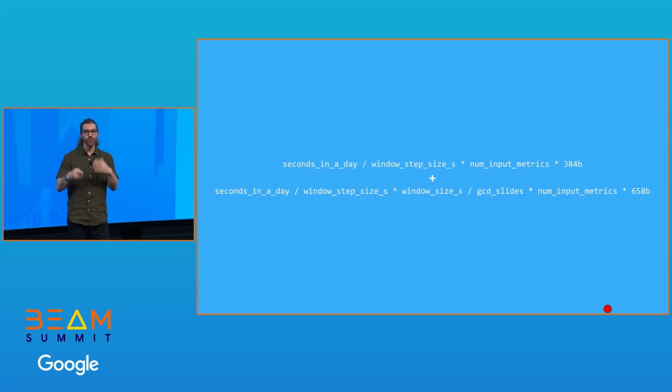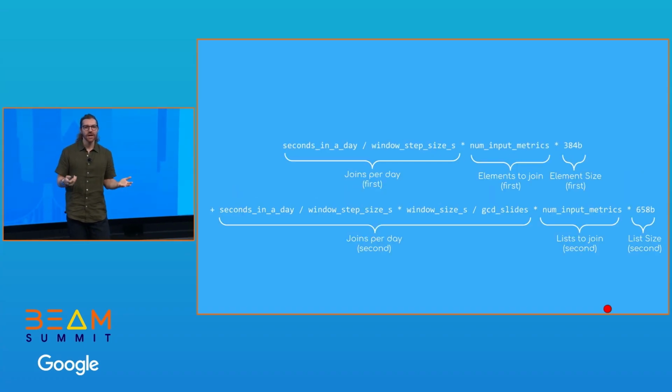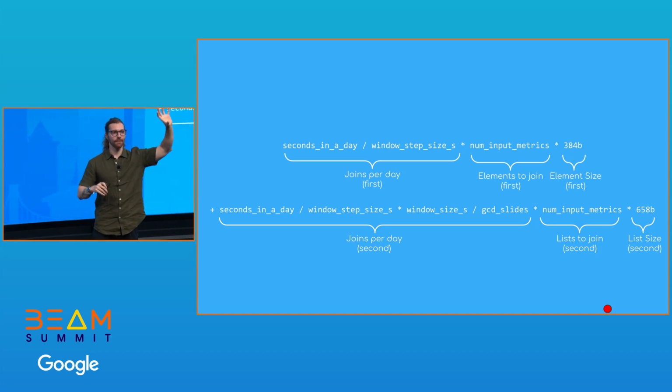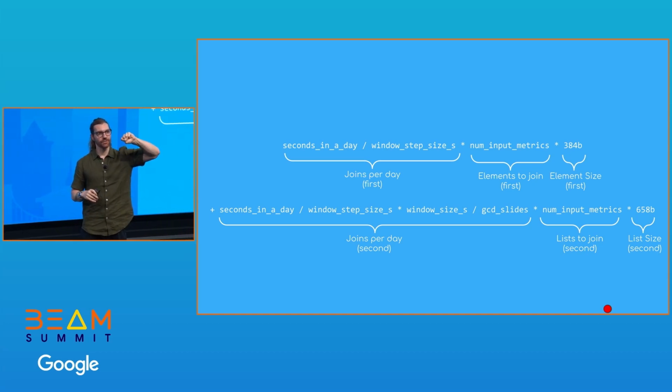And then the new formula looks like this. It's a little bit messier, but it breaks it into those 2 different join pieces. So there's the first join where we're bundling all of the input metrics into little 10-second chunks, and that's how many joins per day am I doing of that. And you can see it's using the original element size.